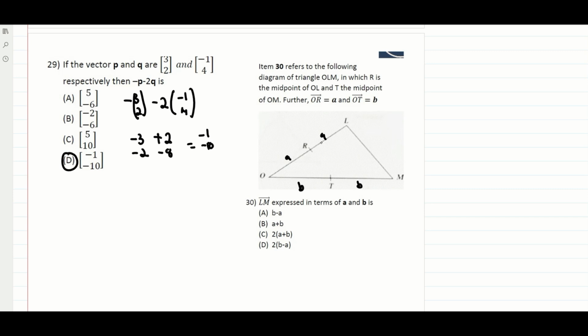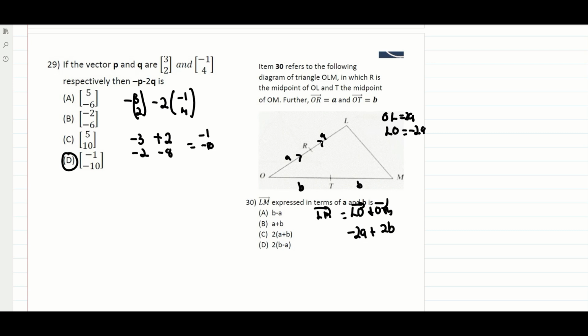Right? If we're going in the opposite direction, sorry, let's not jump the gun, LM would be equal to LO plus OM. Right? By doing this in your diagram, you could actually see. So all of this was going in this direction. However, OL is actually 2A, but LO would be negative 2A. So that's negative 2A plus OM, which is B plus B, which is plus 2B.